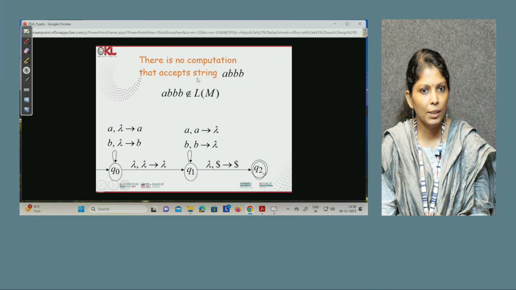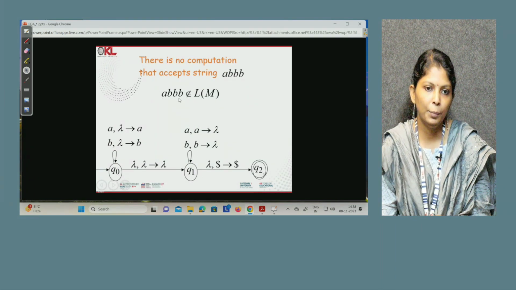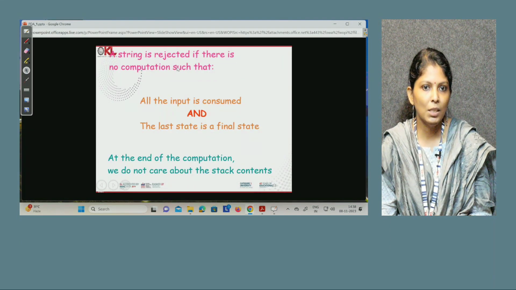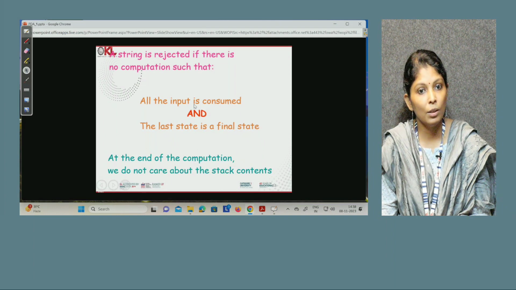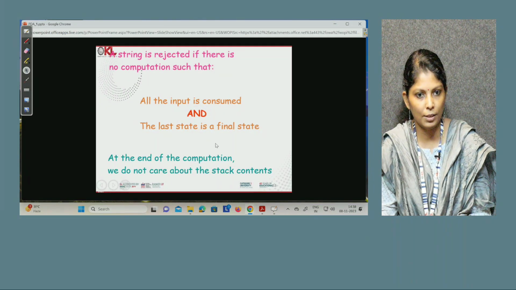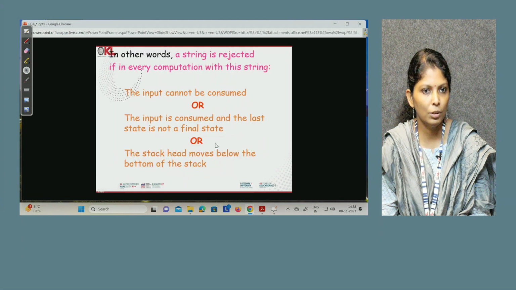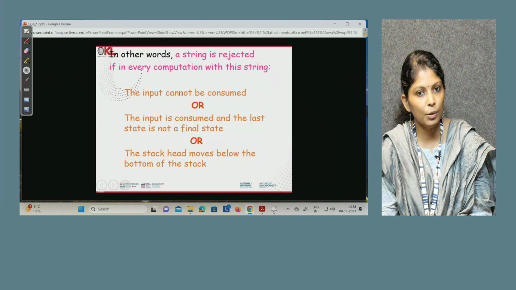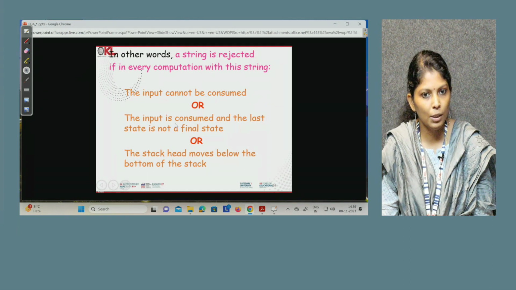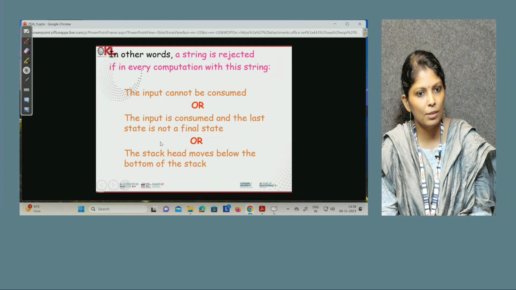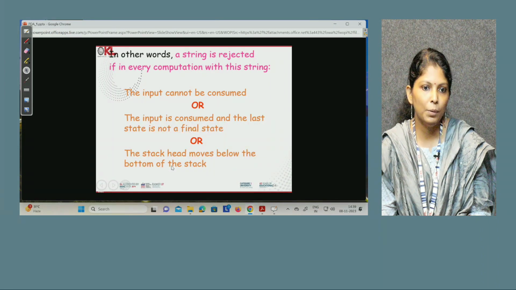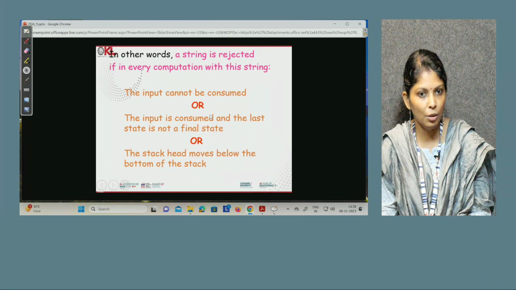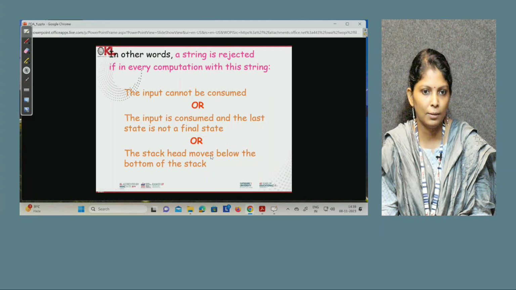So there is no computation that accepts the string ABBB. So ABBB does not belong to the language and that is rejected. So a string is rejected if there is no computation such that all input is consumed and the last state is a final state. Okay, that condition does not happen here, so it is rejected. In other words, a string is rejected if in every computation with the string the input cannot be consumed, or the input is consumed and the last state is not the final state, or the stack head moves below the bottom of the stack. If any of these three happens, the string will be rejected.